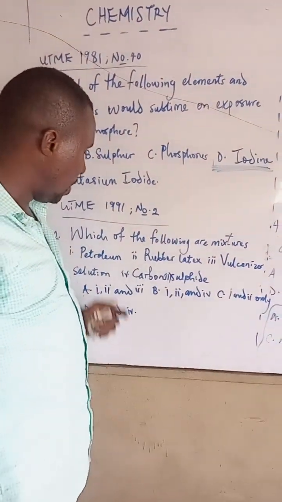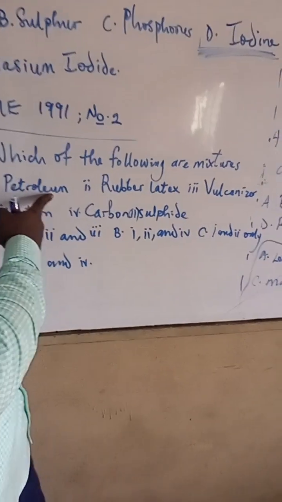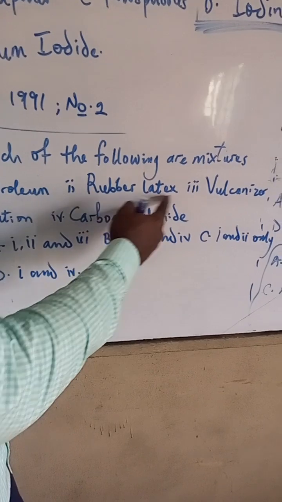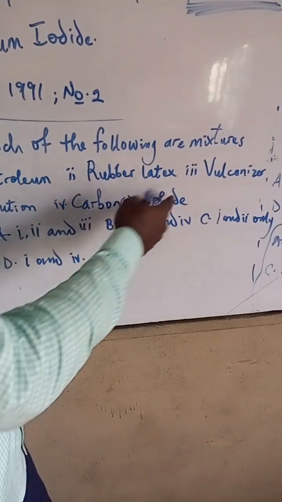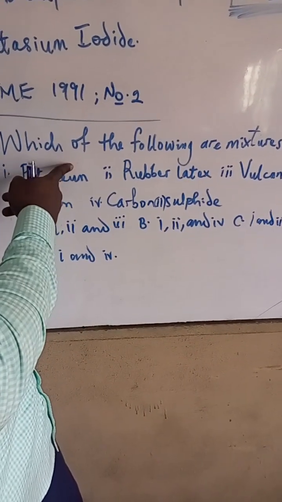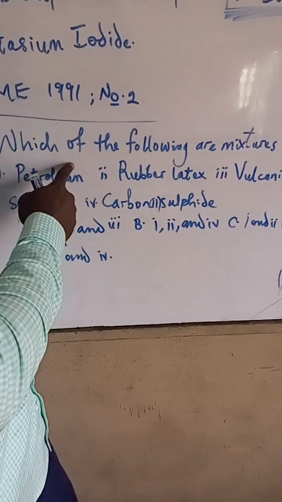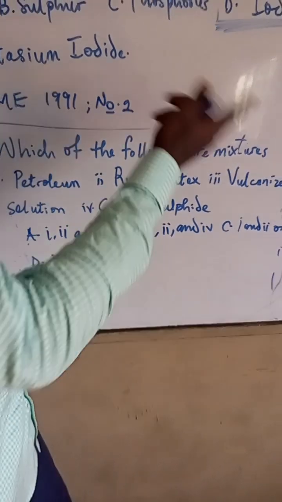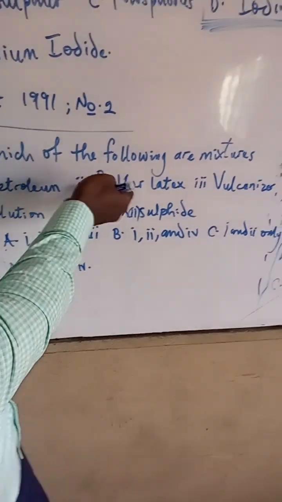But look at this question. The question is, which of the following are mixture? The Roman figure one, we have petroleum, we have rubber latex, we have an organic solution, and we have carbon disulfide. Petroleum is an example of a mixture. Inside petroleum, we have constituents like gases. We have constituents like alkane. They are constituents in petroleum.